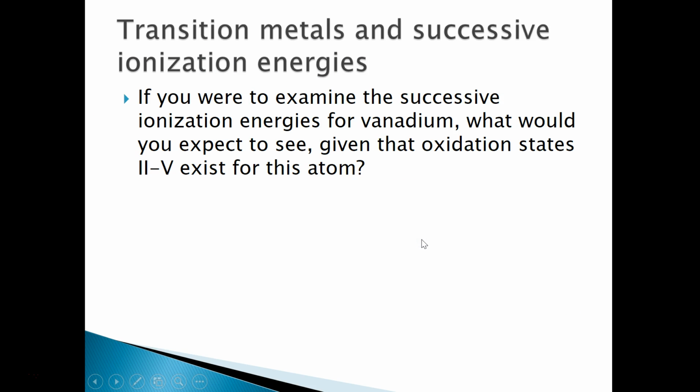Okay, so let's look at this problem. It says if you were to examine the successive ionization energies for vanadium, what would you expect to see given that oxidation states 2 through 5 exist for this atom? For this example, we don't even really need the periodic table. If it tells us that an oxidation state of +5 is available, then we can infer that an oxidation state of +6 is not available. That means that after 5 electrons are lost, we should expect to see a huge jump after the 5th ionization energy.